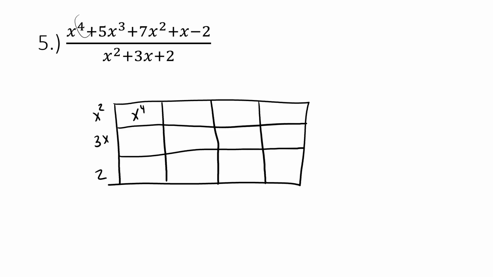So we're going to start with x squared times what would give me x to the 4th. Well, that would be another x squared. And we're just going to multiply. We're going to figure out what both of these are. So x squared times 3x is 3x to the 3rd, and x squared times 2 is 2x squared.